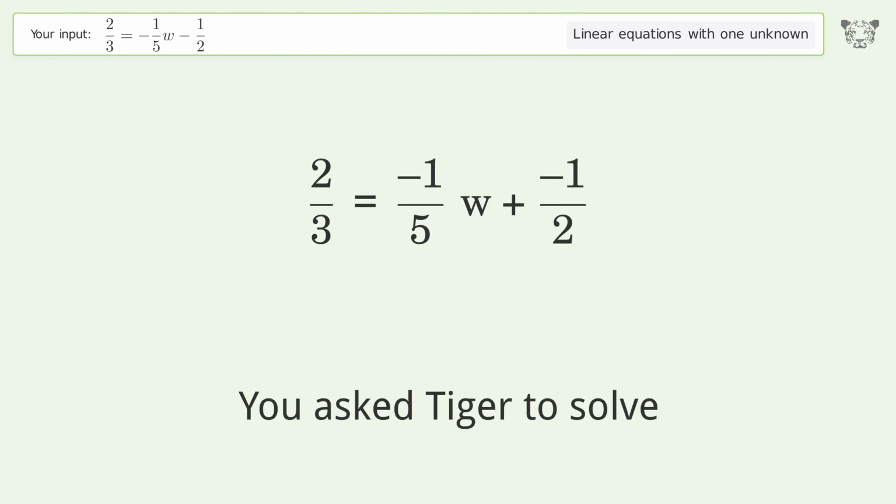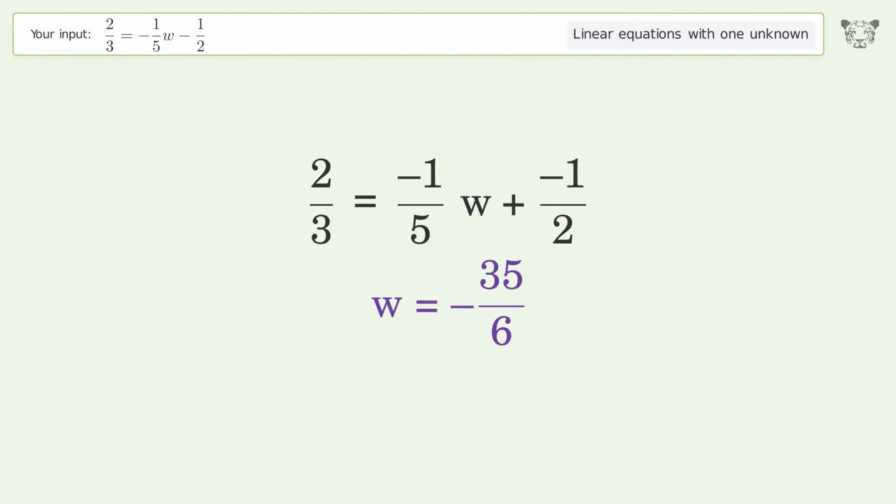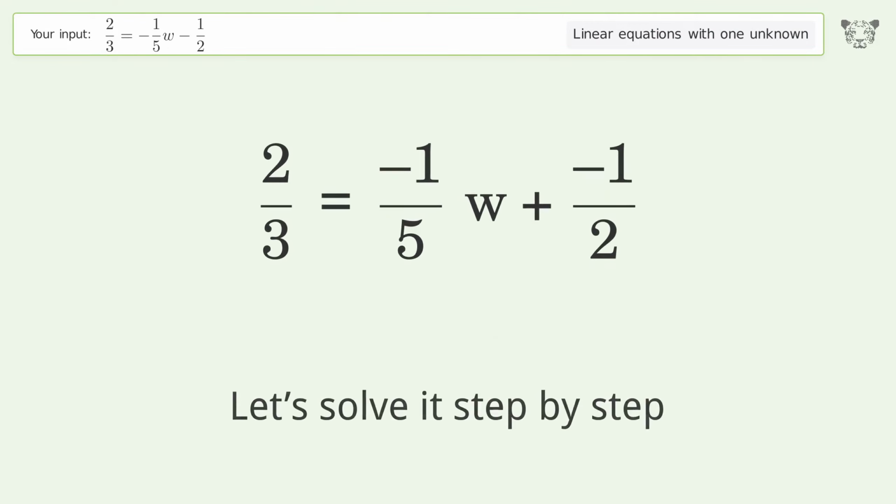You ask Tiger to solve. This deals with linear equations with one unknown. The final result is w equals -35/6. Let's solve it step by step.